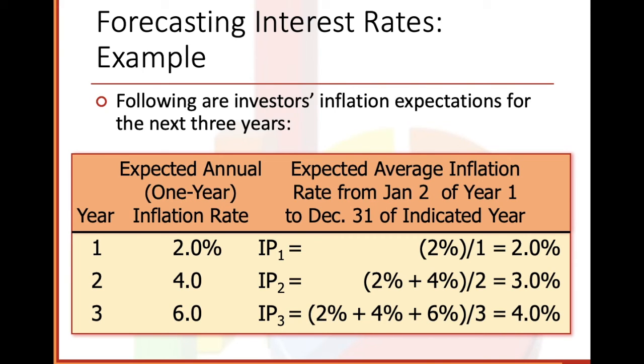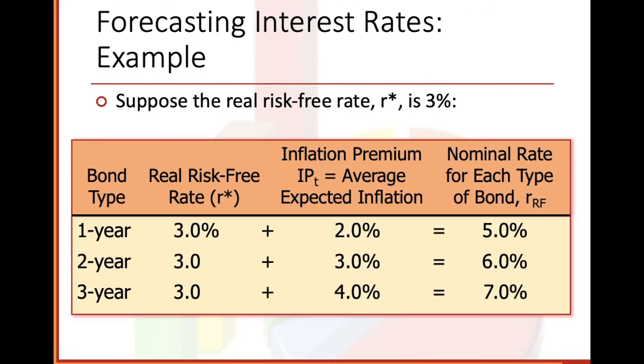Okay, and here's the interest rate. Suppose the risk-free rate, R asterisk, is 3%. So 3% for 1 year, 2 year, 3 year, and then 2, so 3 plus 2, 3 plus 3, and 3 plus 4. Here's our nominal rate, our inflation premium, the average expected inflation. And then this will be our rate: 5%, 6%, and 7%, and so forth.